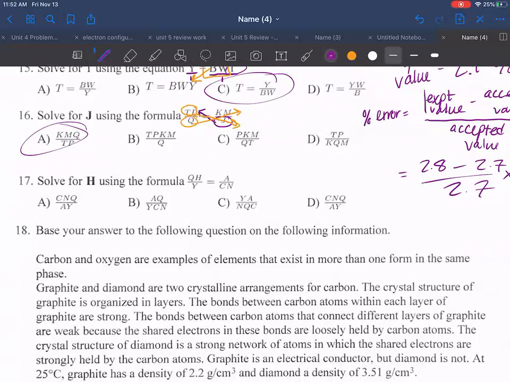Solving for H using this formula. So we want to keep H. We're going to cross Y from the denominator to the numerator on the opposite side, Q from the numerator to the denominator. You should get B.